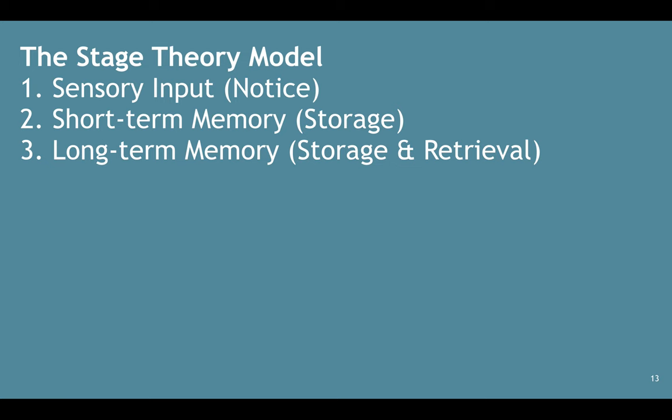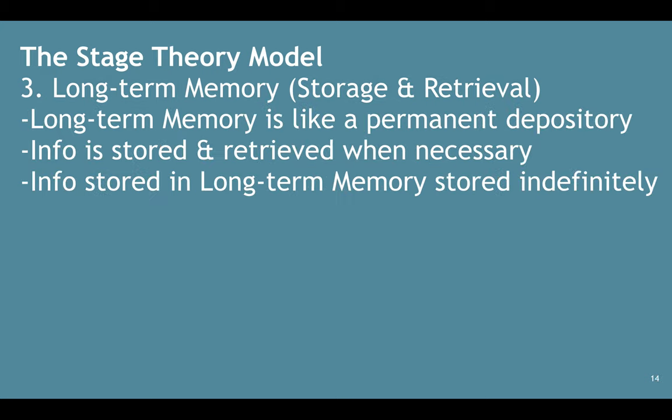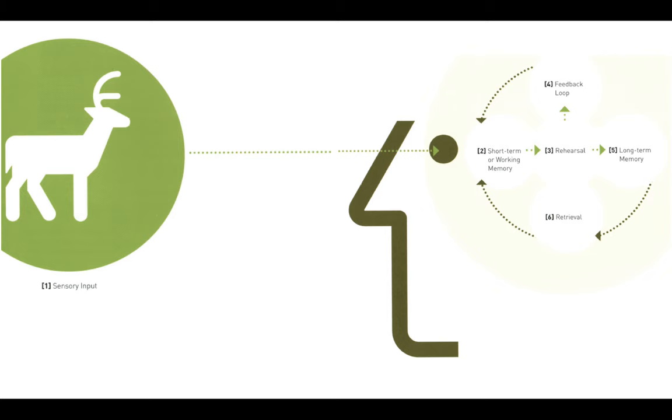The third type of memory we'll be talking about next is long-term memory, and that is storage plus retrieval. Long-term memory is like a permanent depository. Information in your long-term memory is stored, and it can be retrieved when necessary. Information stored in long-term memory is stored indefinitely, so you can remember years after the initial storage. For example, here you see the sensory input goes in through the eye into the short-term or working memory. There, if you rehearse it, like you're processing it, and you do a feedback loop and it goes around circularly, it can eventually be transferred into long-term memory.